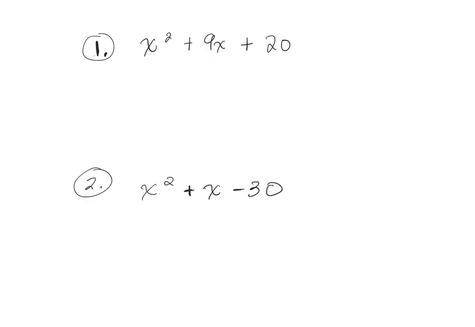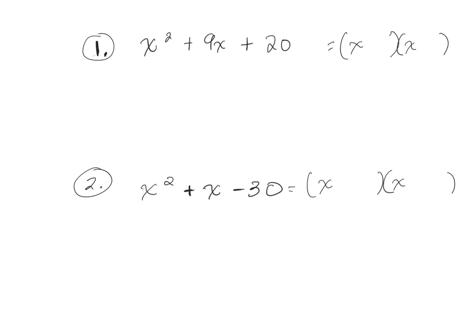So, hey there. I've got x squared plus 9x plus 20, and x squared plus x minus 30. Right away, we know this is going to be x times parentheses x, right? So I want you to go ahead and pause the video, try these on your own, and then get right back with me. Go ahead and do that now.